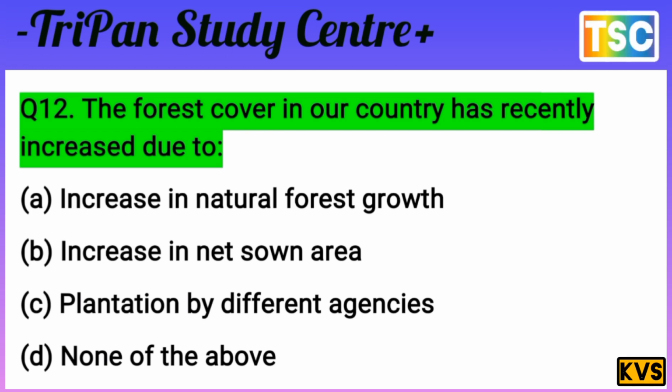You must have thought of your answer. Let's see what our answer is for this question. The question is important here. Increase in natural forest growth is nothing here. The question is: forest cover in our country has recently increased due to. Increase in natural forest growth is not the applicable answer. Increasing the net sown area is nothing. The reason here is C, plantation by different agencies. The agencies take the important step of increasing forest cover in India. That means the answer is C, plantation by different agencies. Option C is correct here.